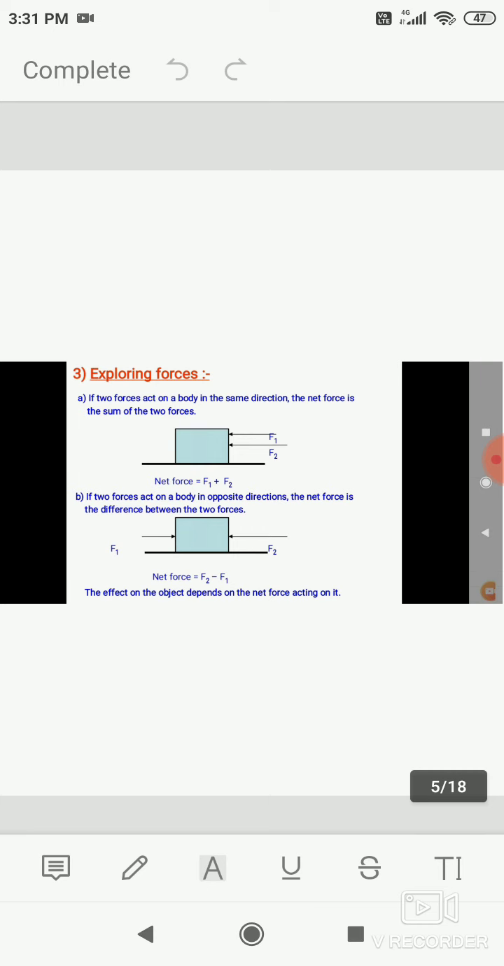Now, exploring force. When two forces act on a body in the same direction, the net force will be the sum of the two forces, meaning net force is equal to force 1 plus force 2. And if two forces act on a body in opposite directions, the net force will be the difference between those two forces. For example, if one force is 10 and the other force is also 10 from both directions, then 10 minus 10 is 0. So the net force is 0.